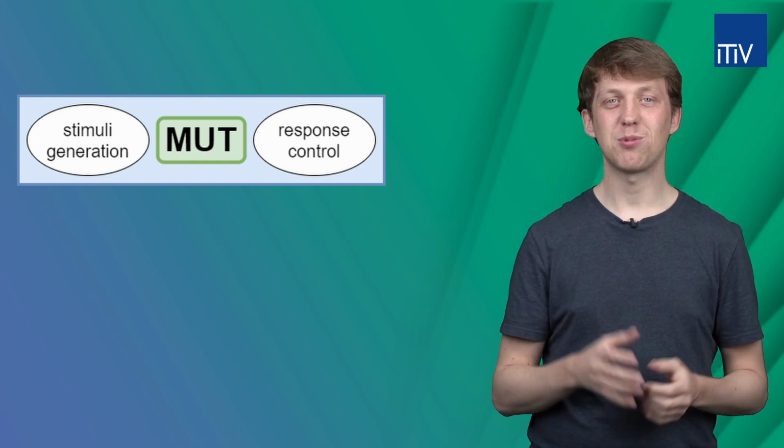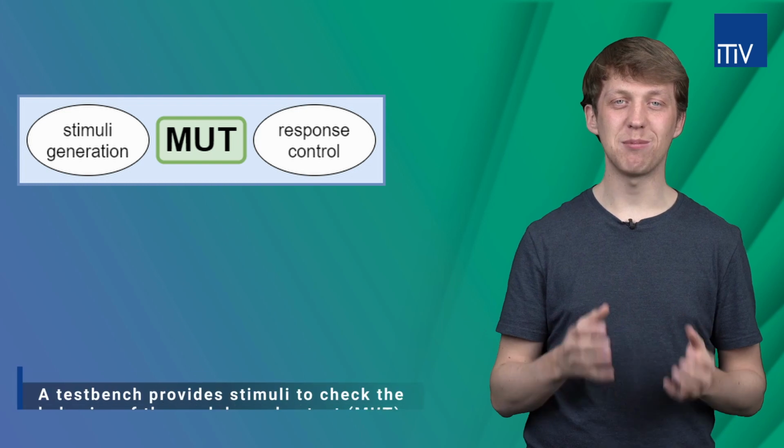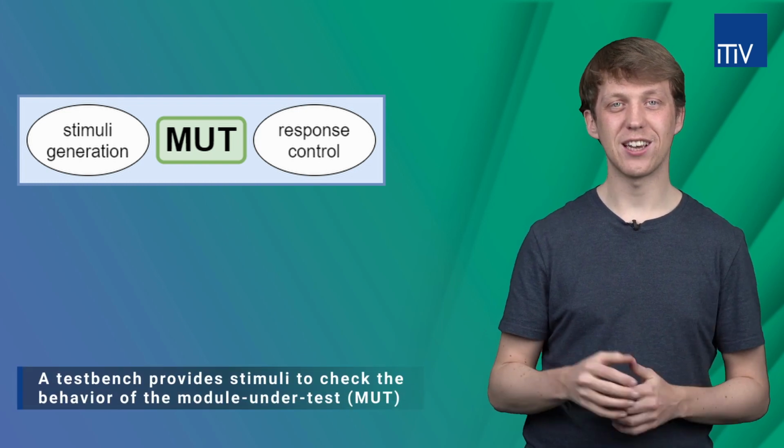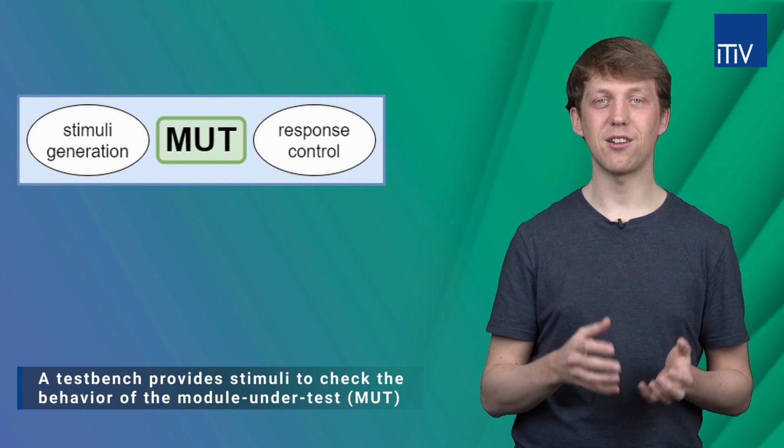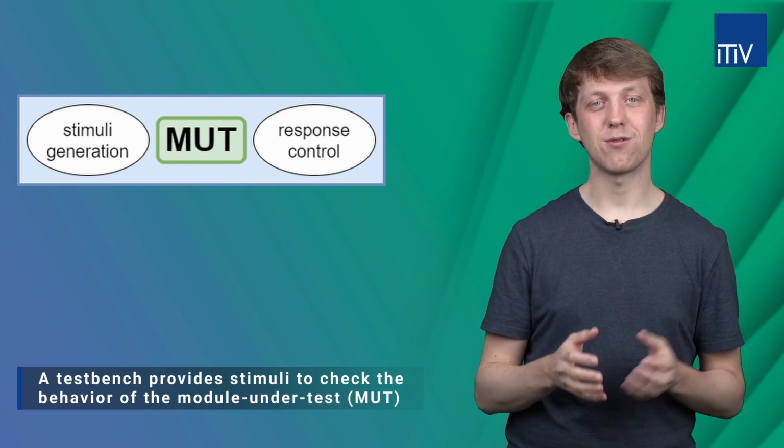A test bench provides stimuli to test the MUT, the model under test, and checks its response by comparing the expected answers with the ones received from the MUT. The test bench itself is implemented in VHDL. In contrast to the model you design, it consists of an entity without any I/O ports.